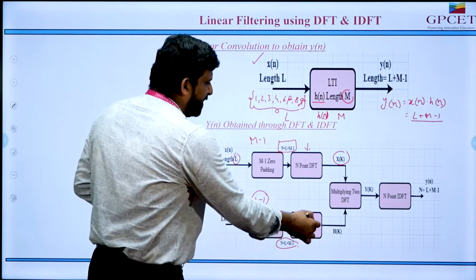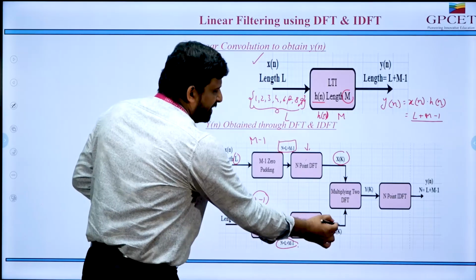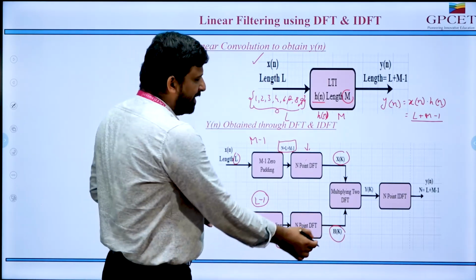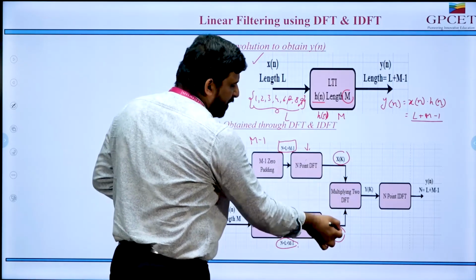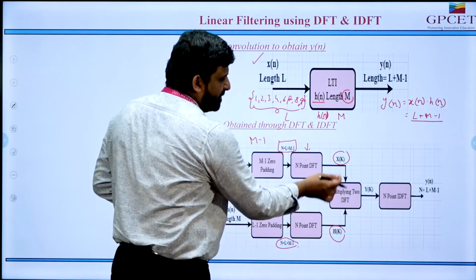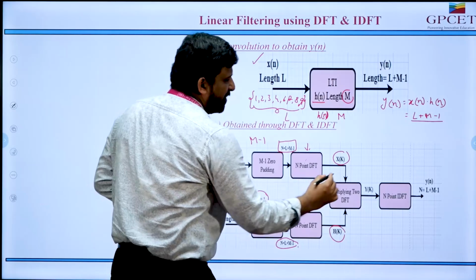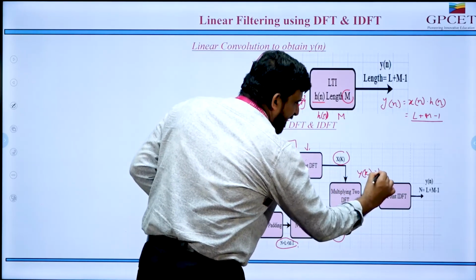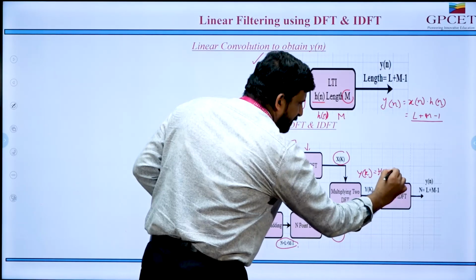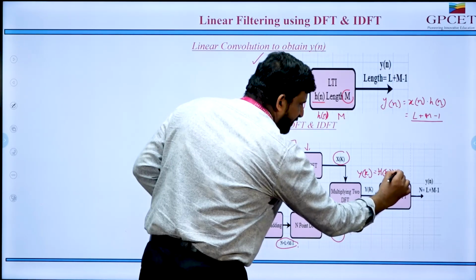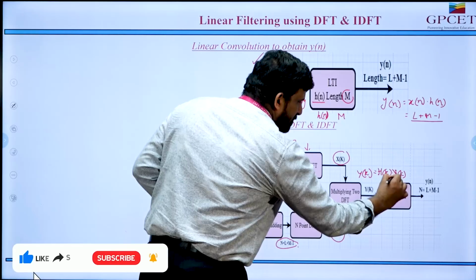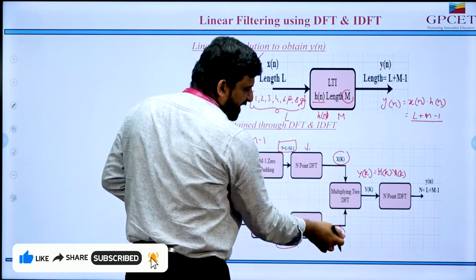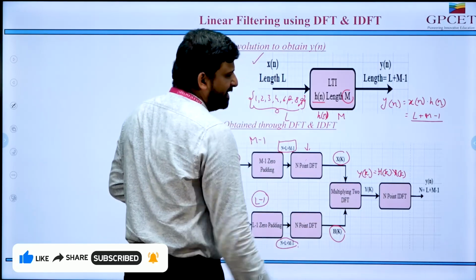Then it will be converted into an N-point DFT, where h of n will become H of k. Now here, after forming X of k and H of k, I am multiplying both DFTs, that is X of k into H of k. What am I going to get here? Y of k is equal to X of k multiplying H of k. So what I formed is Y of k.